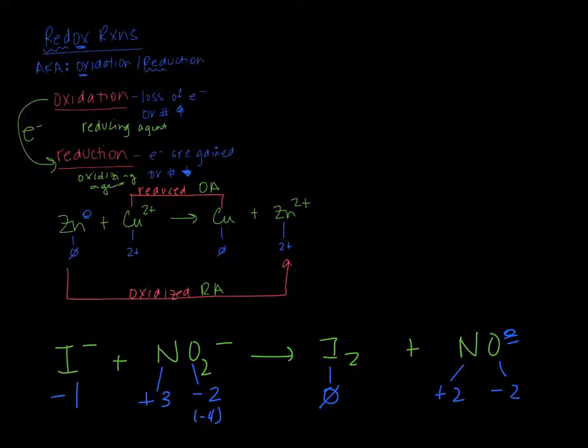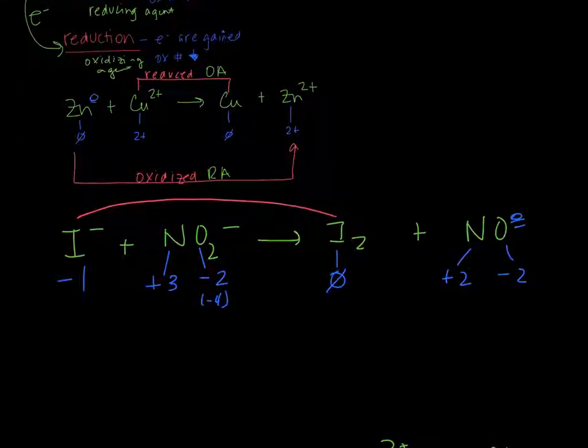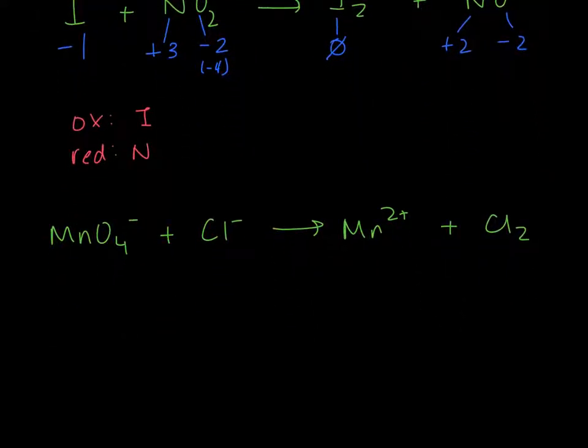So if we look at what changed, iodine went from -1 to 0, so it increased, so iodine is being oxidized. And then nitrogen went from +3 to +2, so it went down, so it was reduced. And so you could also say that iodine is the reducing agent while nitrogen is the oxidizing agent. All right, one more example.